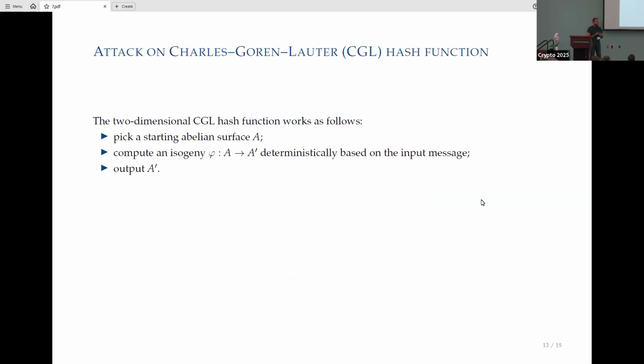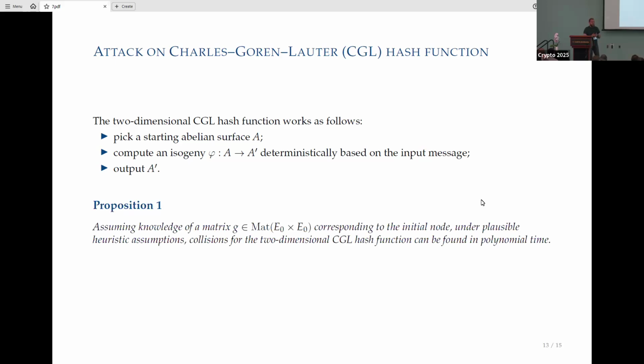And as a final application, we attacked the Charles-Goren-Lauter hash function. If you don't know what that is, essentially pick any starting abelian surface that you wish, A. You compute some isogeny, doesn't matter how, as long as it's deterministic, based on the input message, and then you end up in some other abelian surface, A prime, as codomain. You can then output this A prime or some invariant of this A prime, doesn't matter, and this is a hash function. It also works in dimension 1.